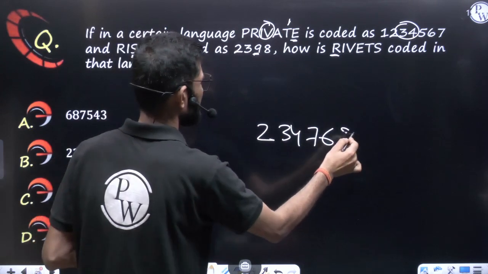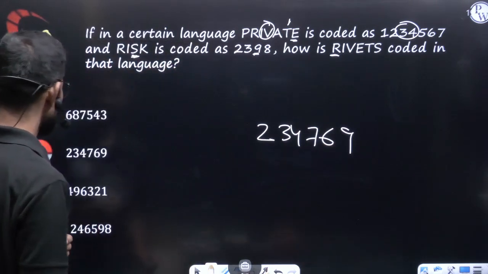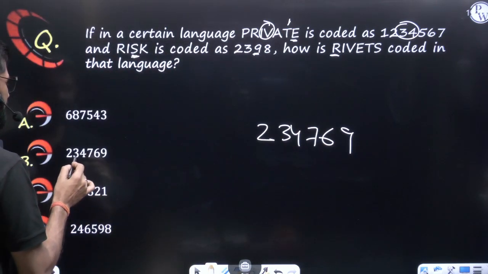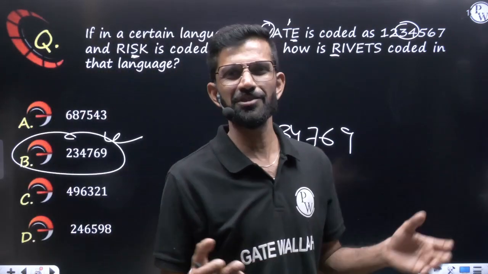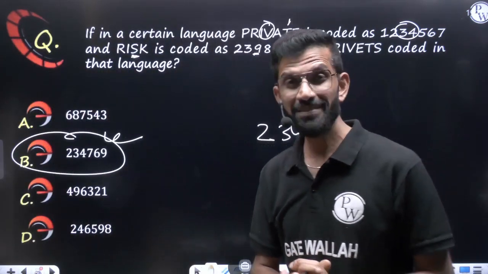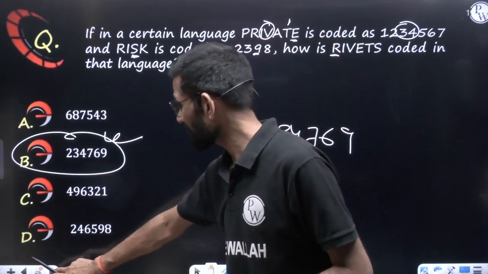Third number, 9. So 2, 3, 4, 7, 6, 9. That is option B. Just substitution. But it can be some other pattern also. Let's see the next question.